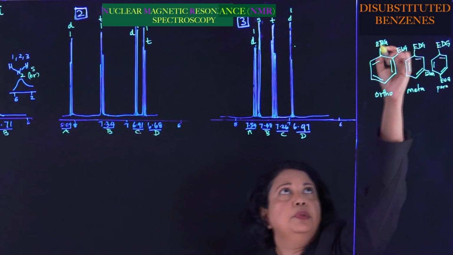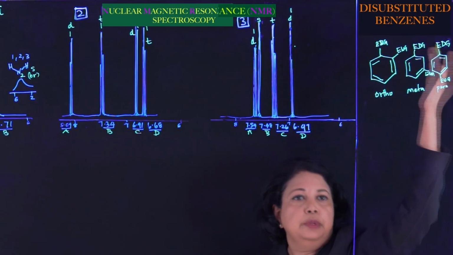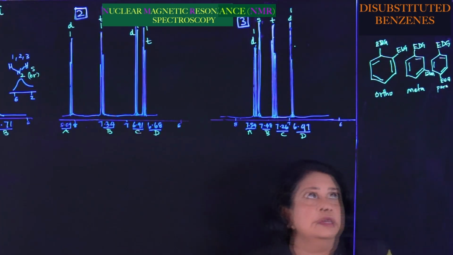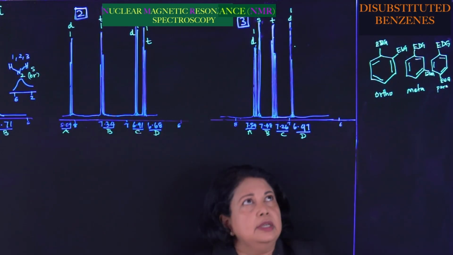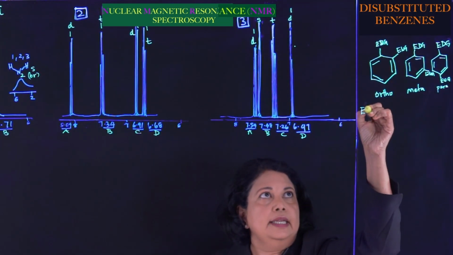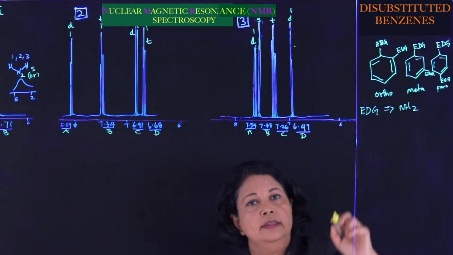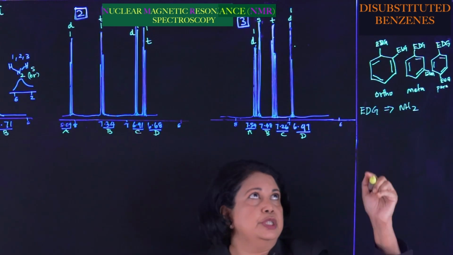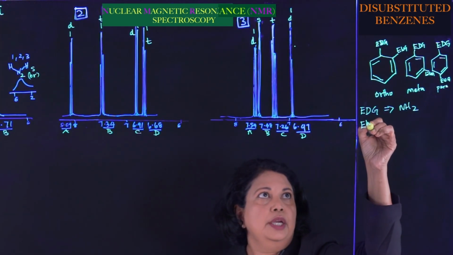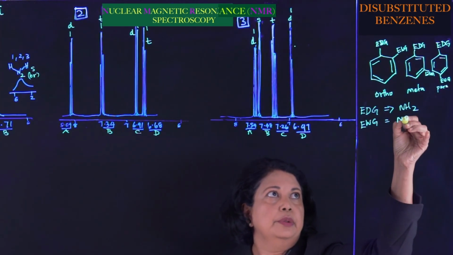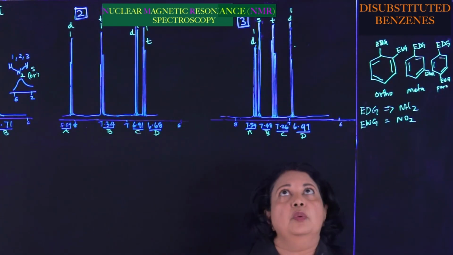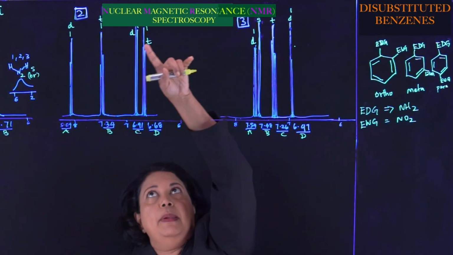Of course, you can always put two electron donating groups or two electron withdrawing groups or some combination of that. But this is what we are going to look at. We're going to use NH2, an amine, for your electron donating group, like an aniline that's substituted, and for the electron withdrawing group, we are going to use NO2. We are also going to talk about splitting patterns.